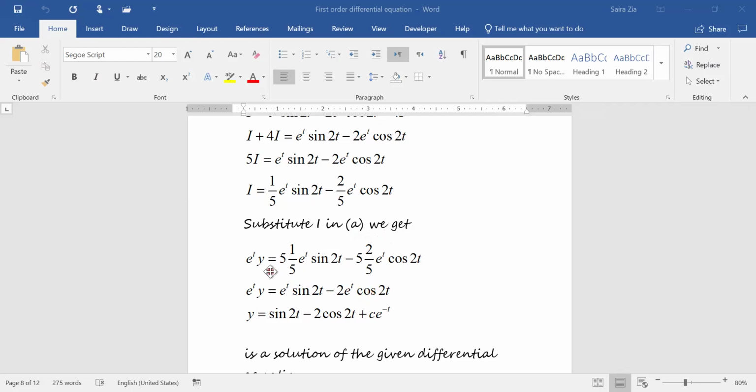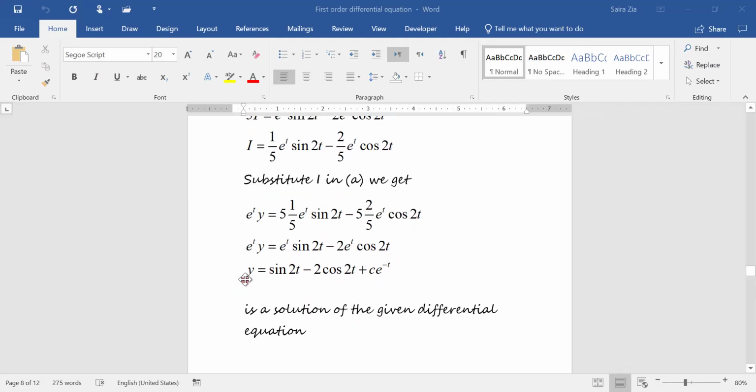So we are going to get e power t y equals, the 5 and 5 are going to be cancelled out, and in the end we divide each term by e power t so that we can get rid of e power t on this side. So we get the solution: y equals sine 2t minus 2 into cos 2t plus c into e power minus t.